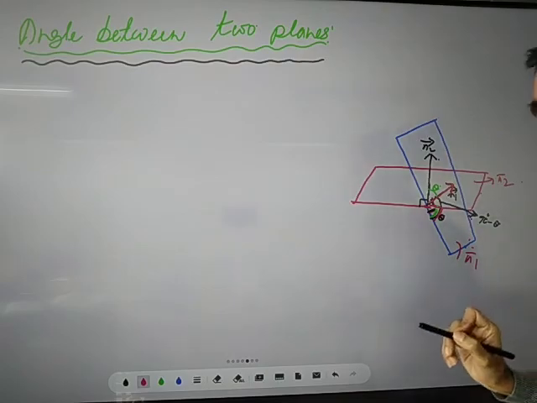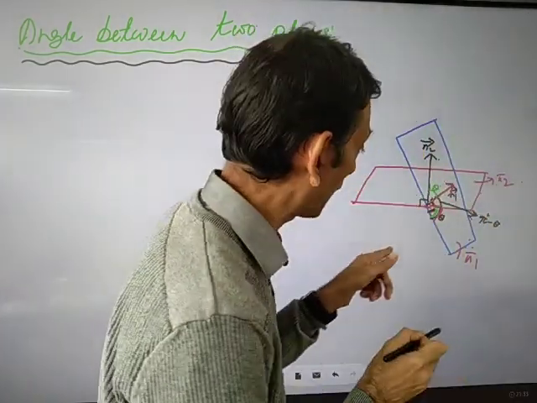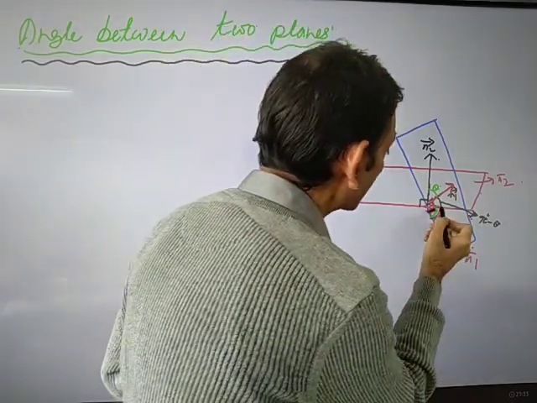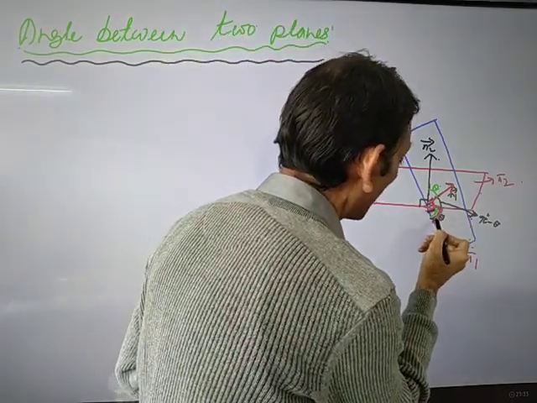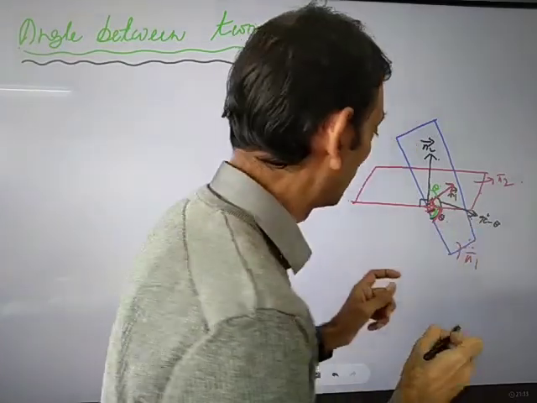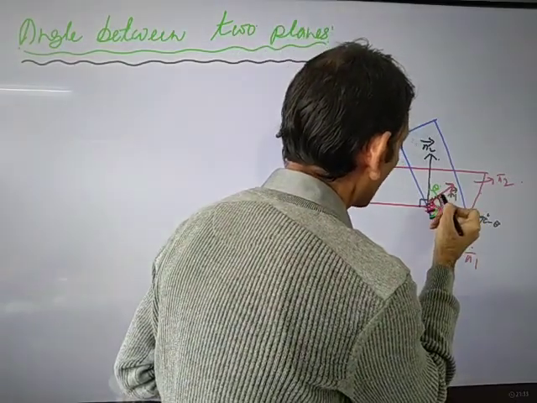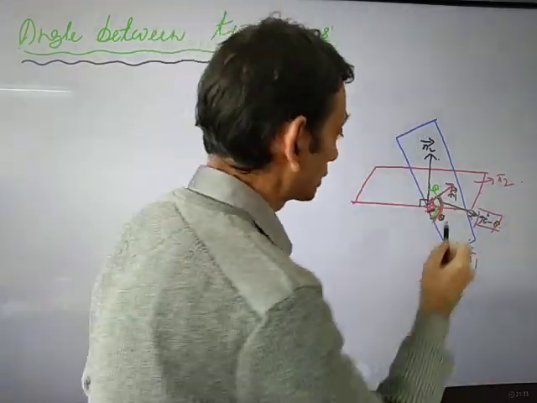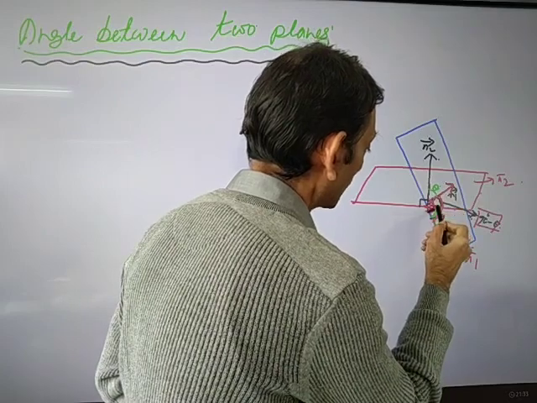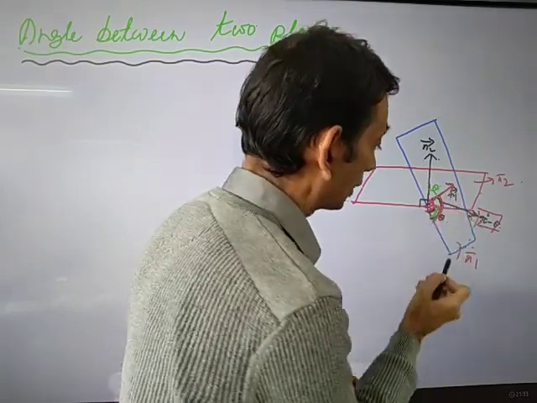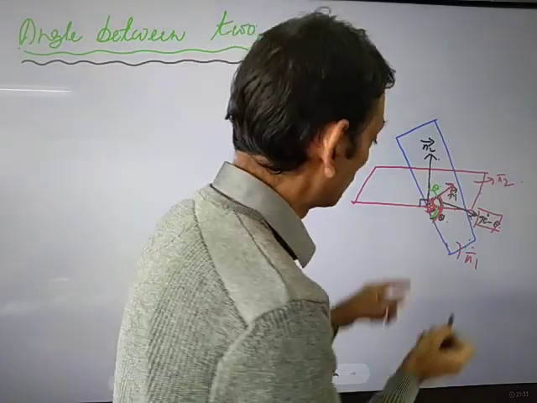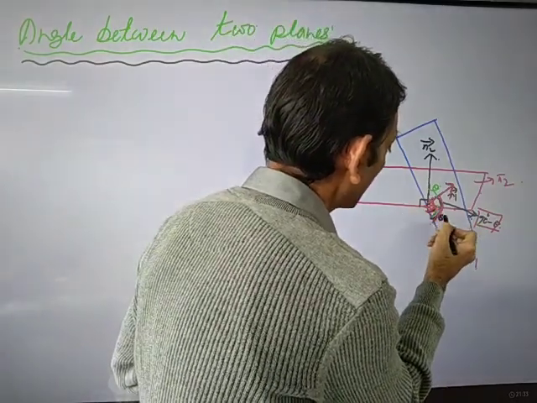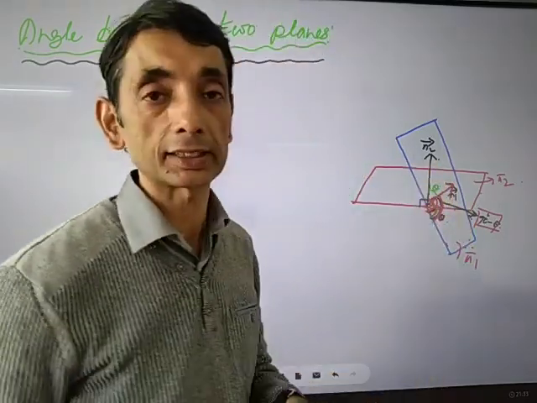That means, since n1 is a normal to pi 1, the angle I am talking about is 90 degrees. Now if the angle between these two planes is theta, then naturally this angle has to be 90 minus theta, because n1 is perpendicular to this plane, which is blue in color. If this angle is theta, then this angle has to be 90 minus theta.